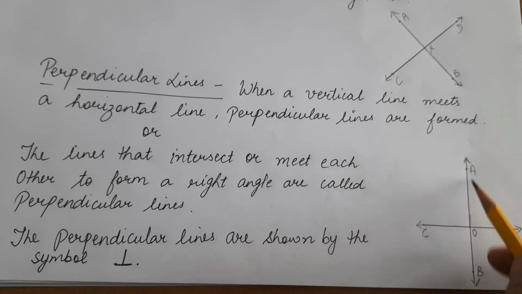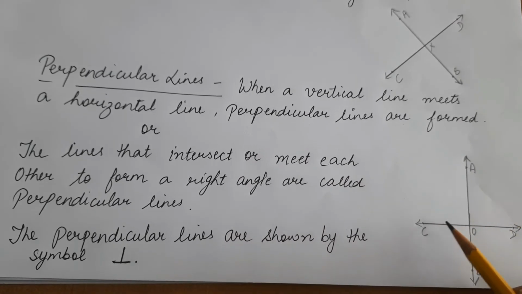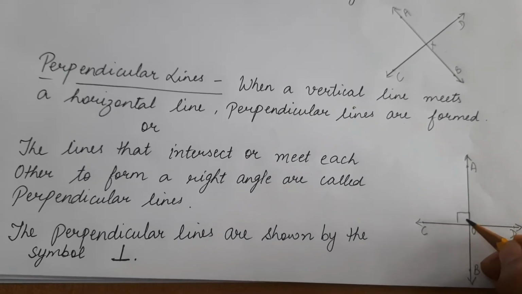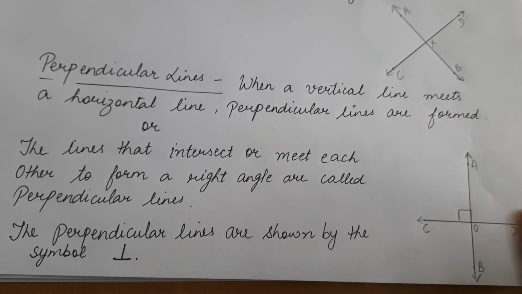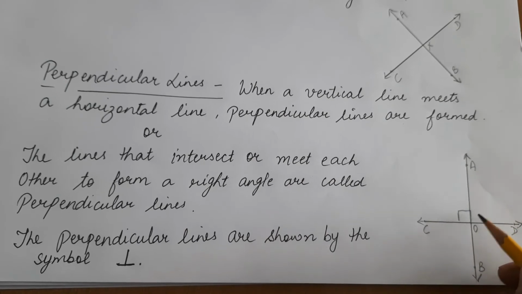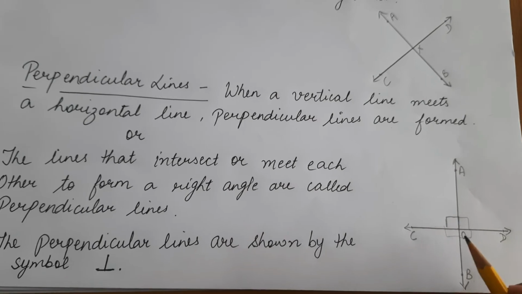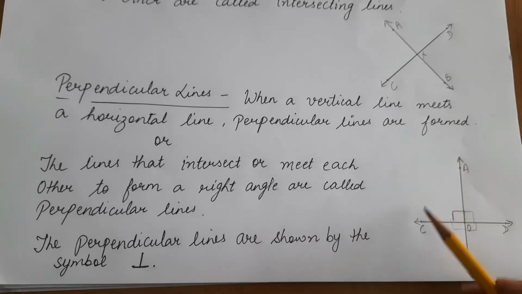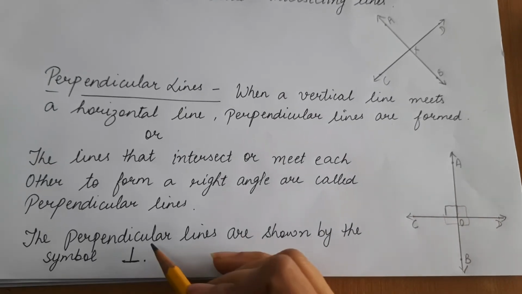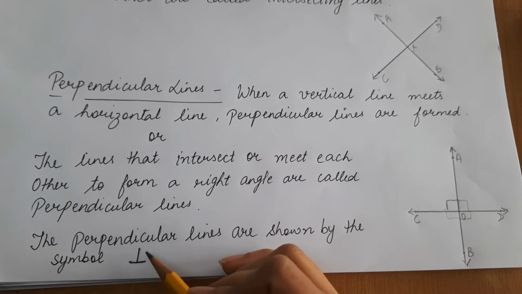AB is a vertical line, CD is a horizontal line, and these 2 lines are meeting each other to form a right angle. Here the right angle is formed, meaning an angle of measure 90 degrees. What is a right angle? The angle whose measure is 90 degrees. In fact, 4 right angles are formed here. So these are the perpendicular lines, and the perpendicular lines are shown by this symbol.